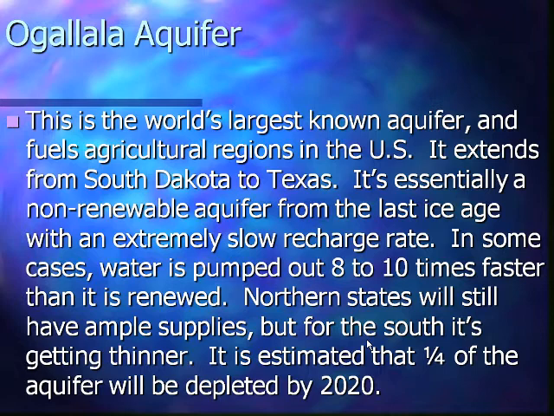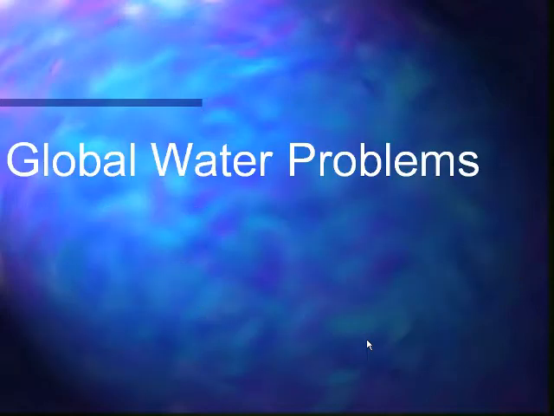Remember, an aquifer is underneath the ground, so this is groundwater that we can't see, but it's there. It's this huge reservoir of fresh water from the last ice age. But remember that it has a really, really slow recharge rate, so essentially we should count this as a non-renewable resource because it's definitely not going to renew itself even within our grandchildren's lifetimes. It takes thousands of years to renew itself. So we're pumping water out 8 to 10 times faster than it can be renewed, which means we're going to have a quarter of the stock depleted by 2020. Okay, and I'm going to stop there.